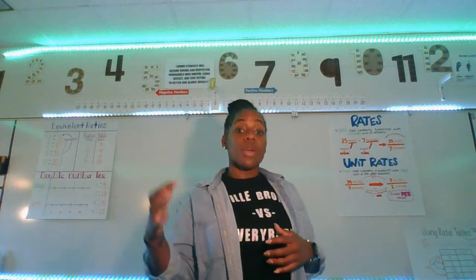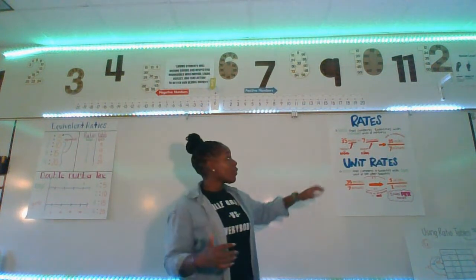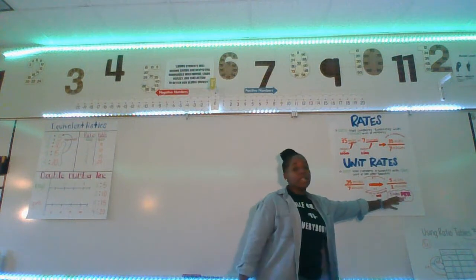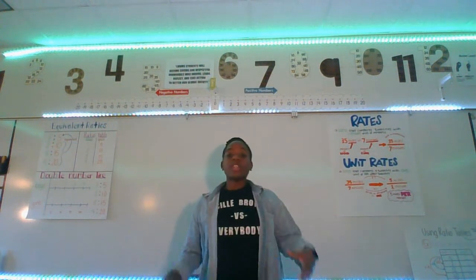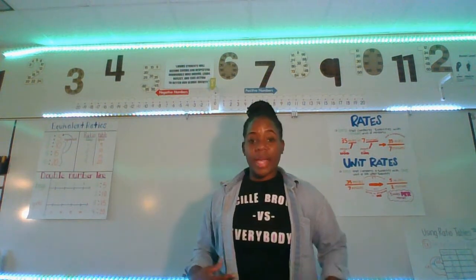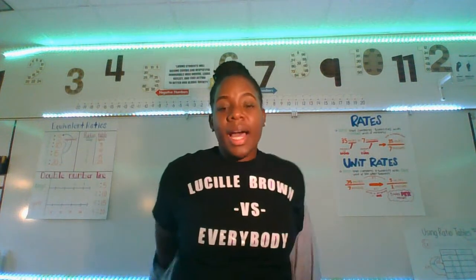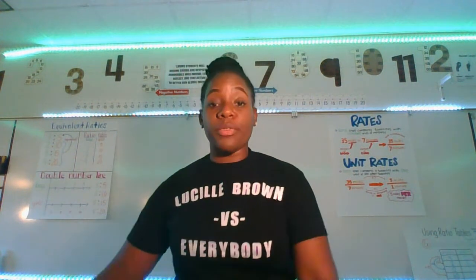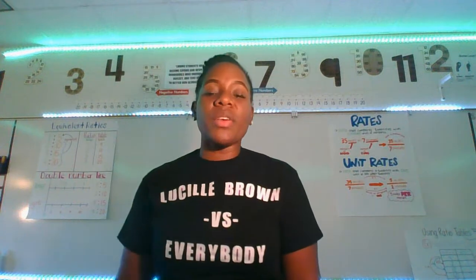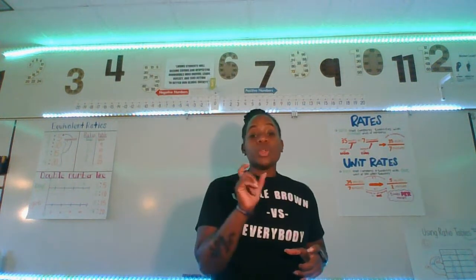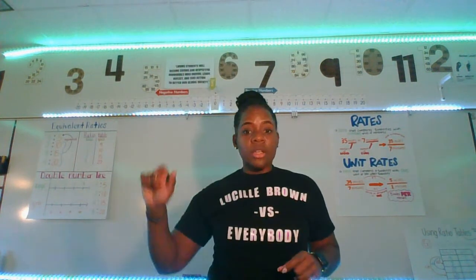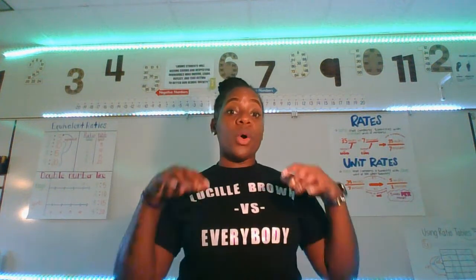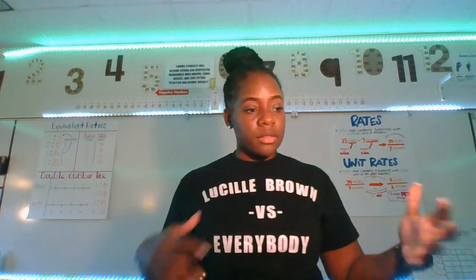Now, the unit rate is you're taking your rate, which is what was being compared, and creating a denominator of one. Whatever you are looking for one of. So I can be looking for 1 mile. I can be looking for 1 minute. I can be looking for 1 book. Whatever it is, they're going to use the word per or each. Those things are indicators for the unit rate, okay?